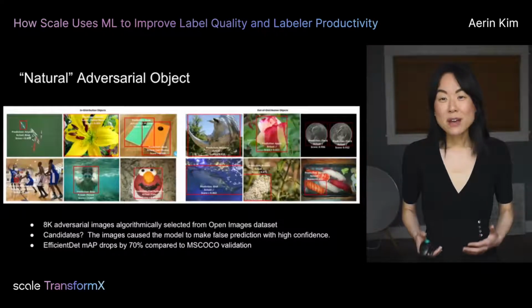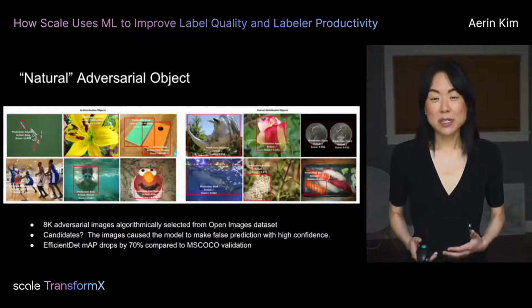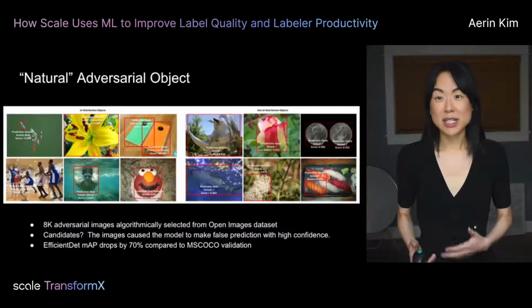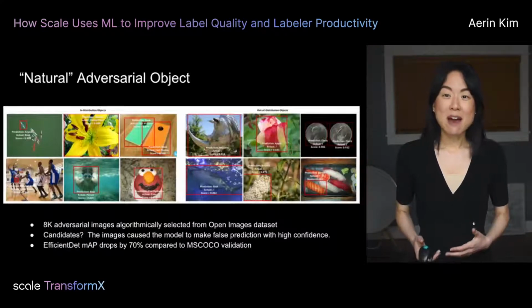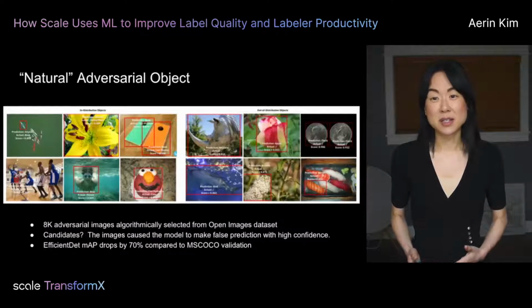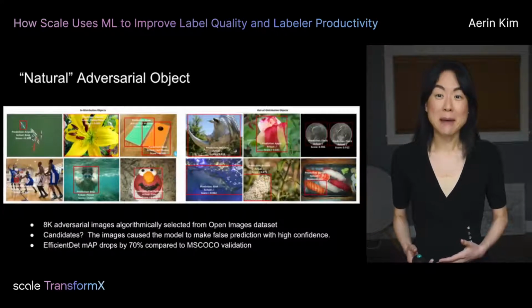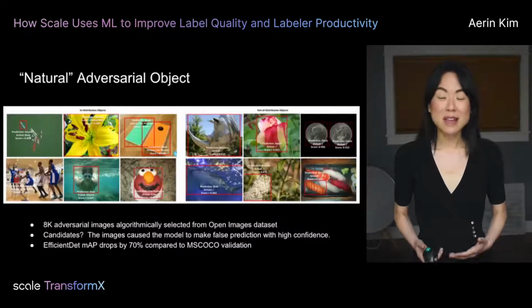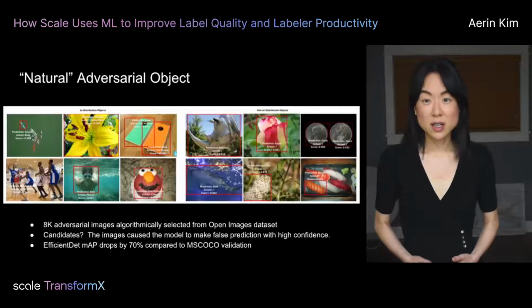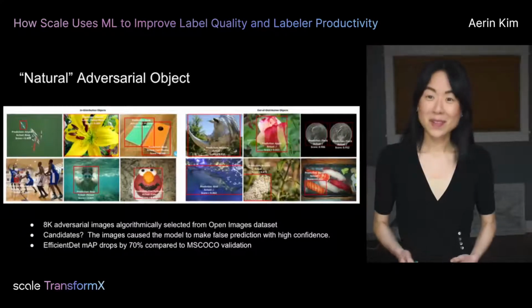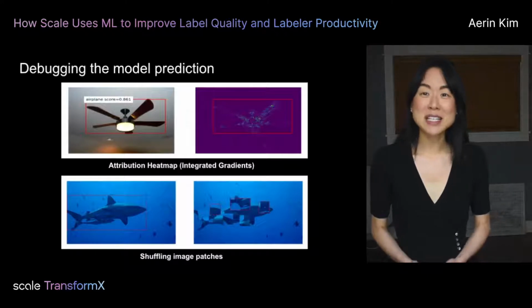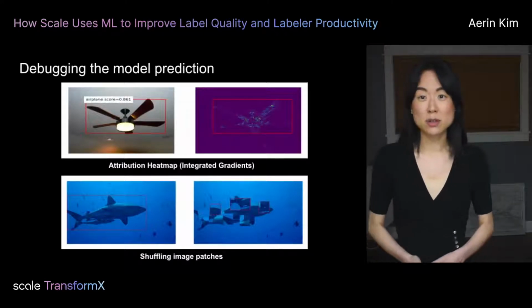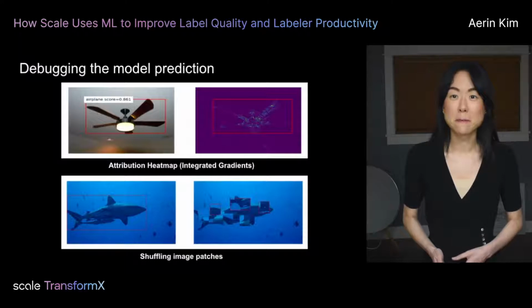And when we ran EfficientDet on the Natural Adversarial Object dataset, the mean average precision dropped by 70% compared to when we ran EfficientDet on the MS COCO validation set. So a 70% drop is a lot. The model is really helpless on these images. So we investigated why these examples are so confusing to the model.